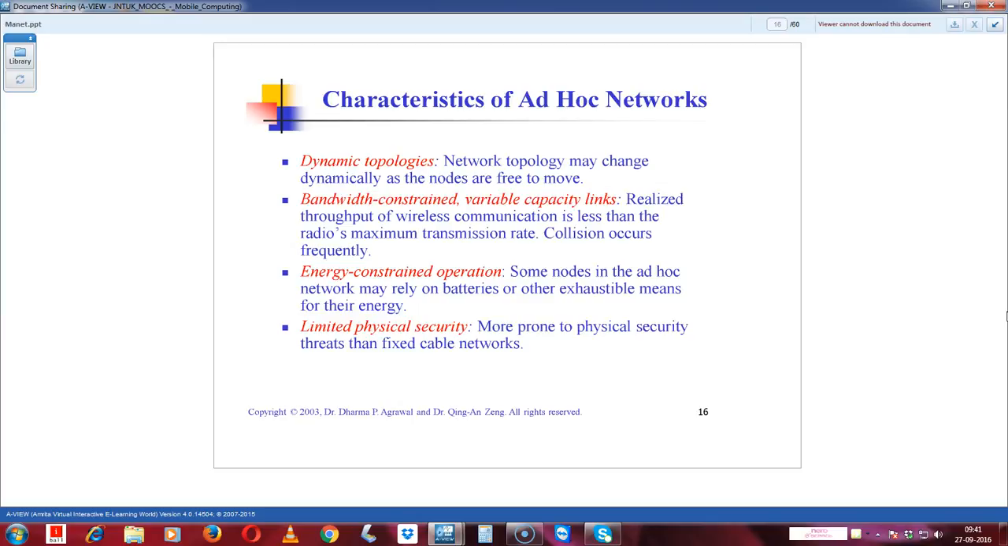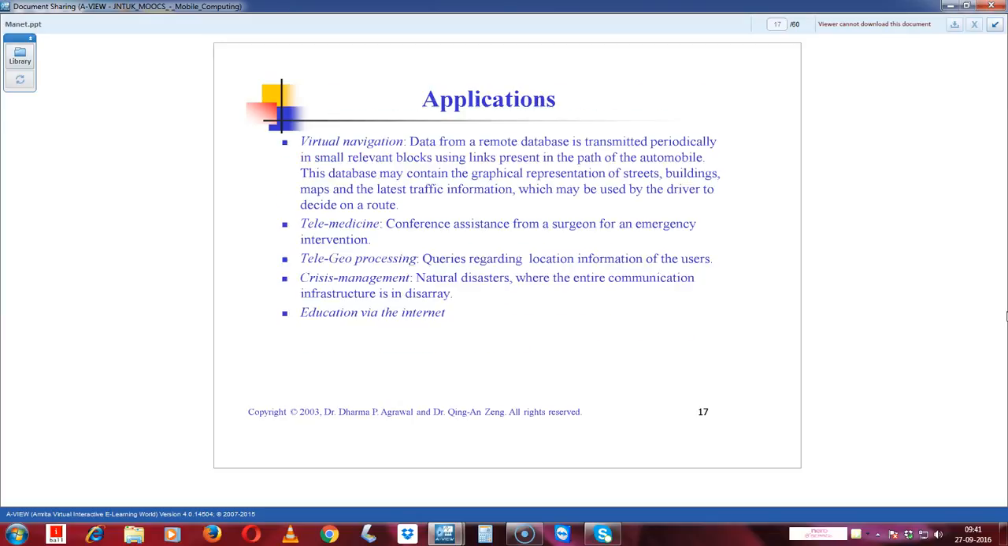And also some characteristics like energy constrained operations. Some nodes in the ad hoc network may rely on batteries. So the battery will have less power, so your battery can run down. This is one characteristic of ad hoc networks. Okay. Limited physical security, and physical security in the sense that there may be some denial of service attacks, some security issues, because it's wirelessly linked. Some other device which is not authenticated can hack your data because the data is going wirelessly. There are wireless links here.